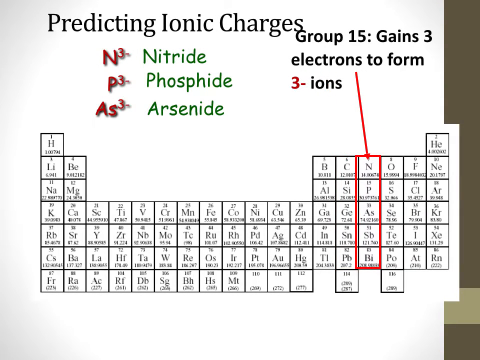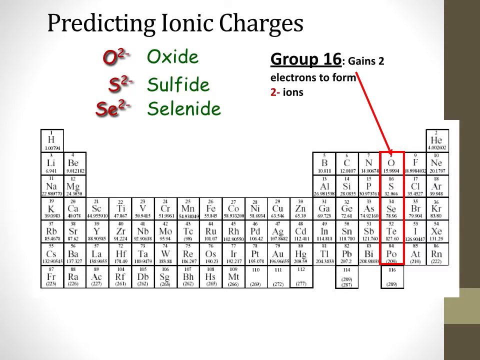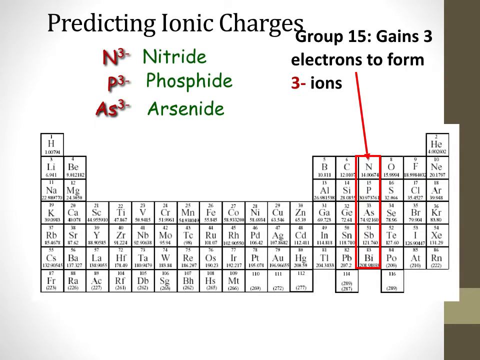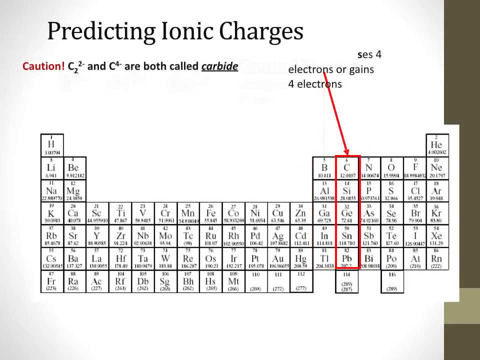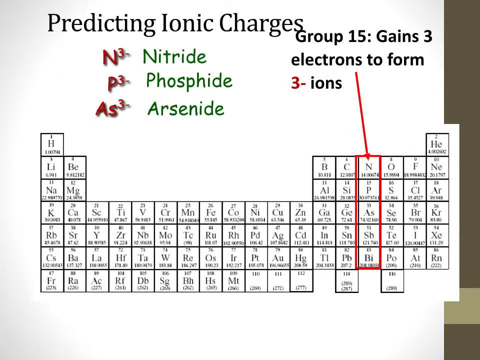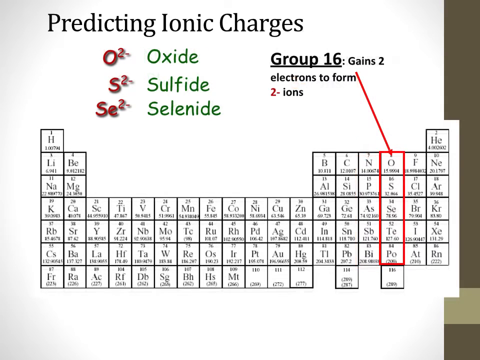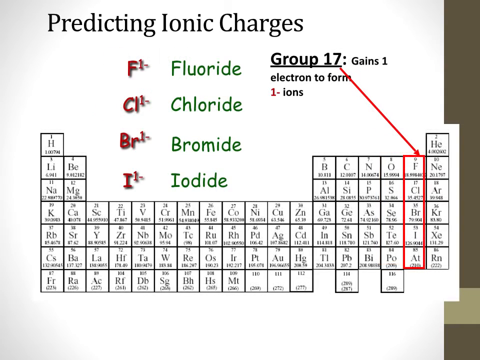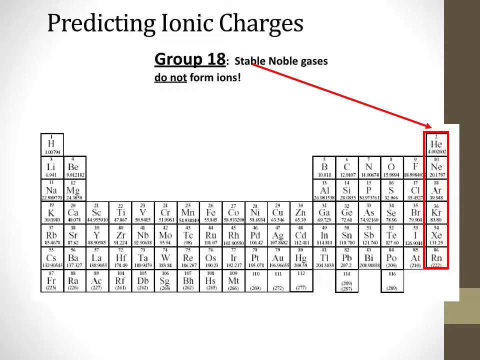Moving on to group 15, these elements are going to gain 3 electrons. And one thing to note on the names there: nitride, phosphide, there are patterns to the names. Group 16, they're going to gain 2 electrons. Group 17 is going to gain 1 electron: fluoride, chloride, bromide. And then finally, group 18, these are the stable noble gases, and they're not going to form ions.